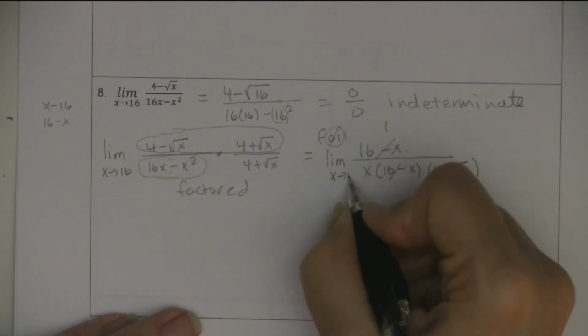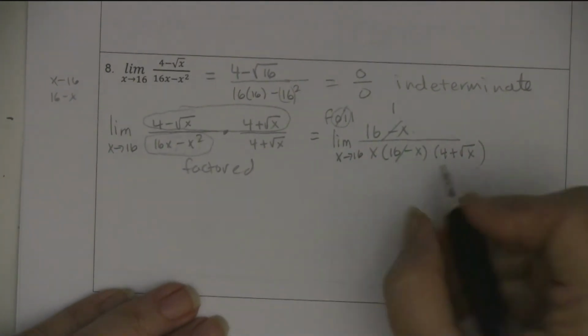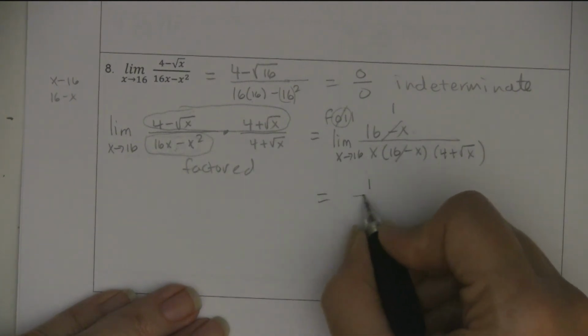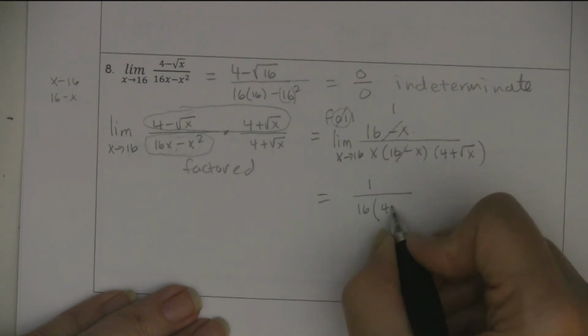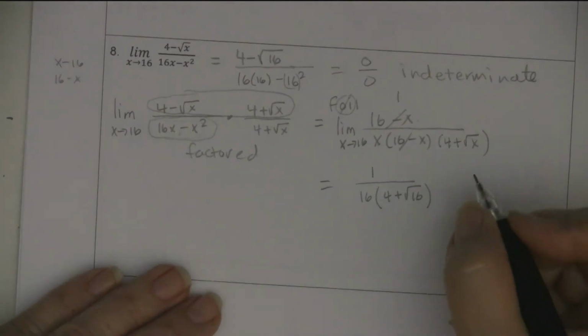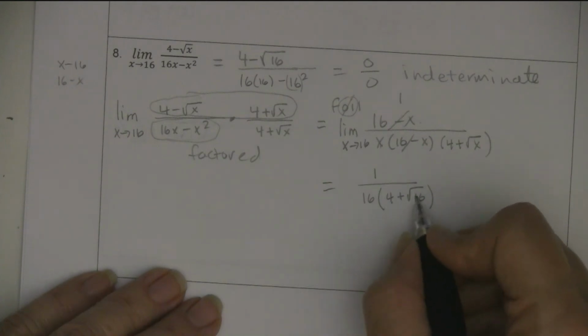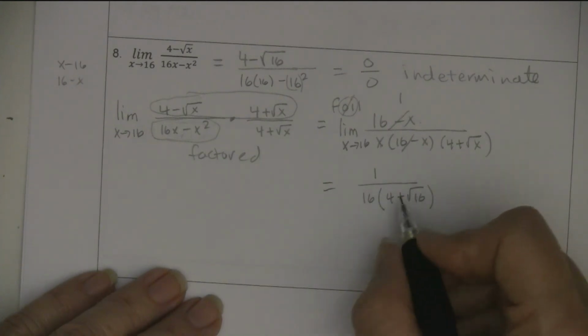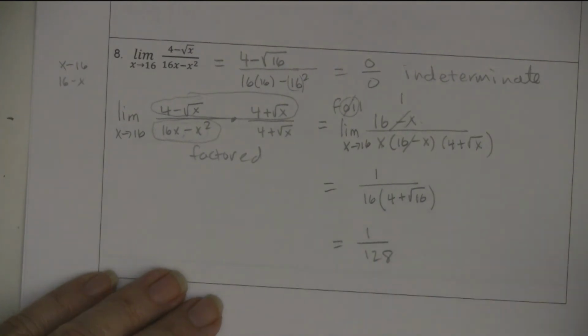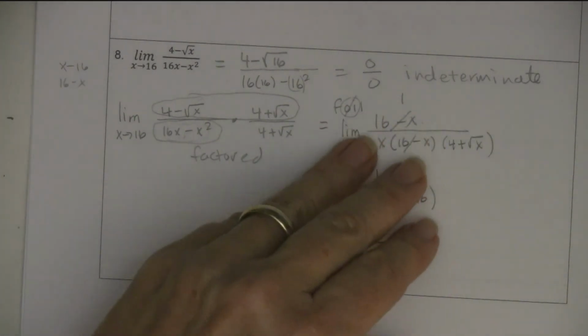So there's my limit. I haven't found my limit yet, but now I'm going to find it, because now that this is canceling out, it leaves 1 in my numerator. It leaves 16 out here, times 4 plus the square root of 16 when I plug in 16 everywhere for x. So this is 4 plus 4, which is 8, and 8 times 16, I think, is 128. I think I'll check it on my calculator, but I think that's it.